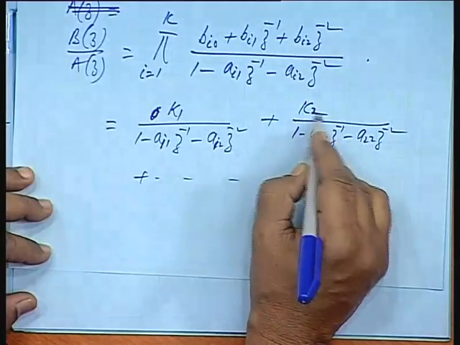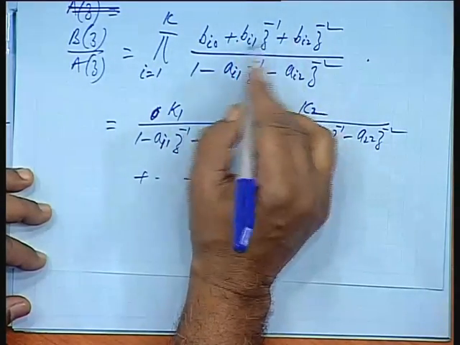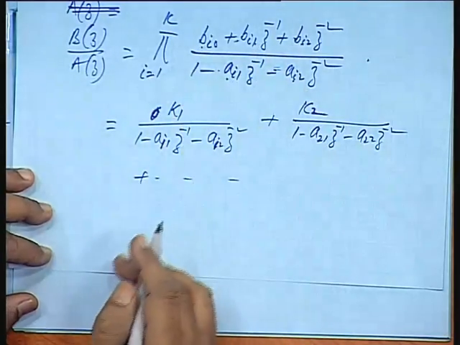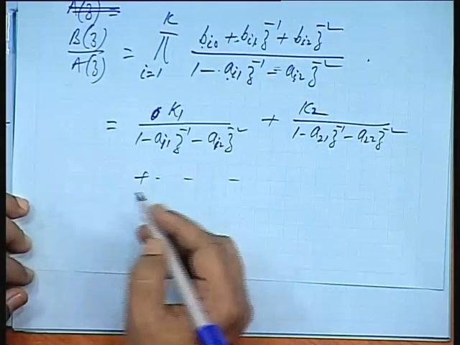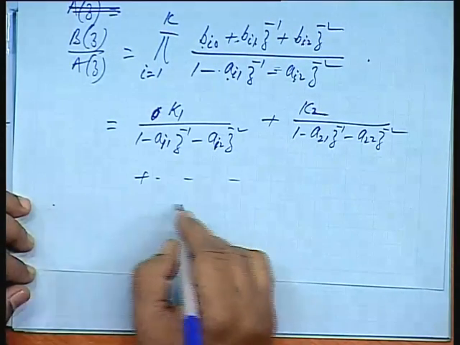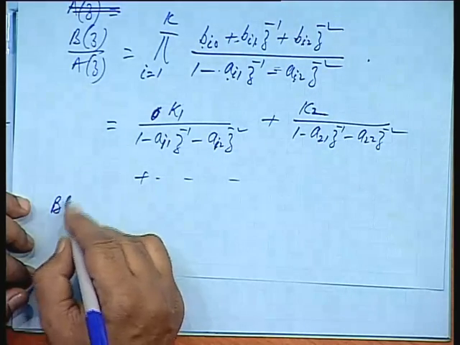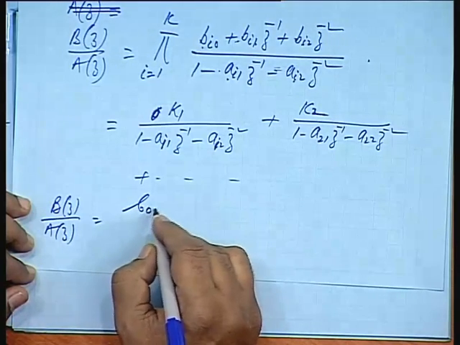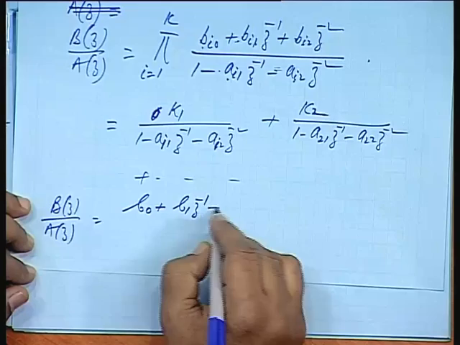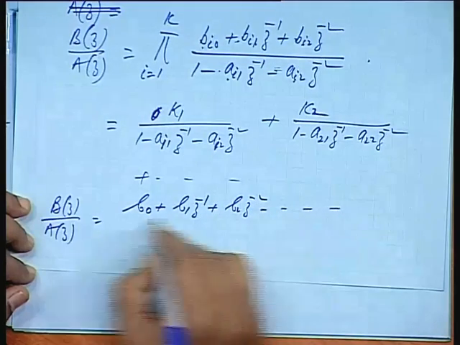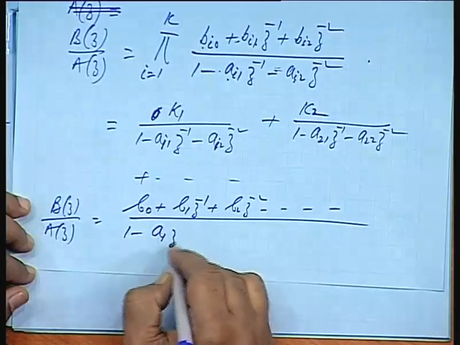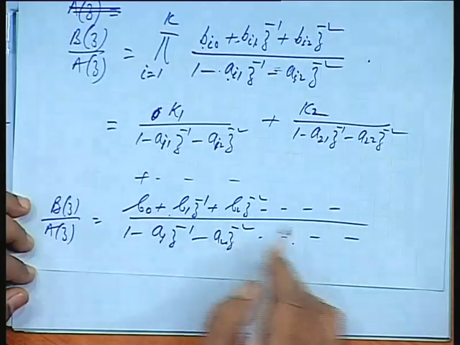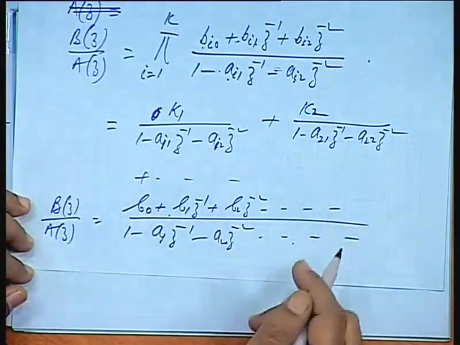So, here the two zeros and two poles only will be affected by quantization of these coefficients, whereas in the direct form, B(z) by A(z), say B0 plus B1 z inverse plus B2 z to the minus 2 and so on, if you take the polynomial as it is, quantization of these will be affecting all the poles and zeros, all right.